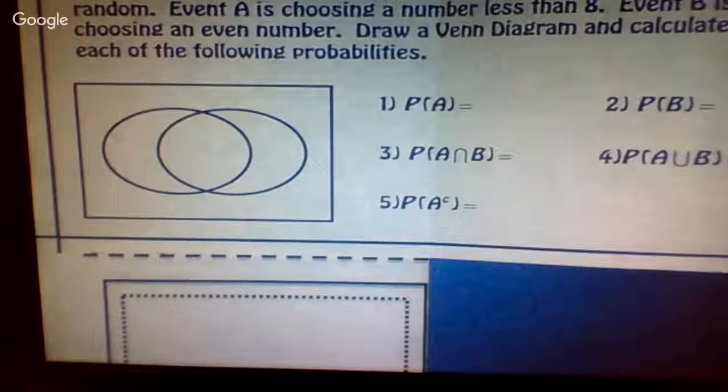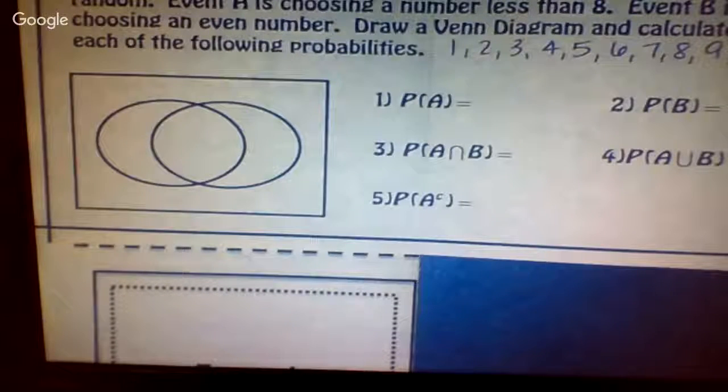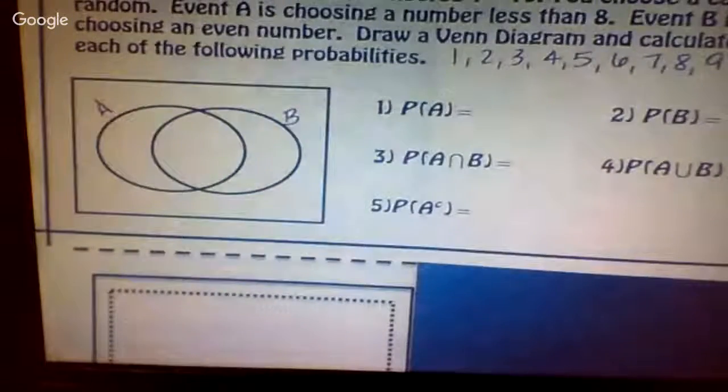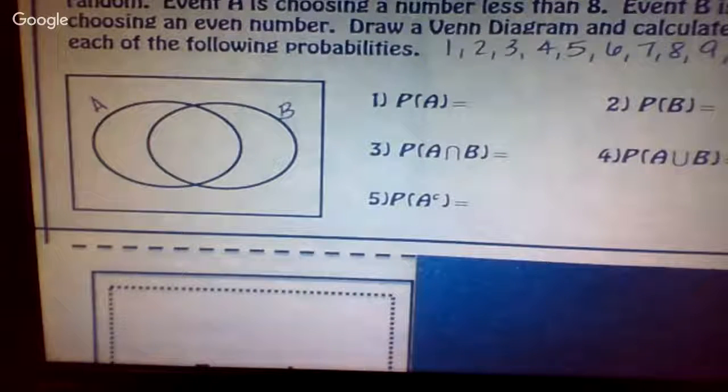The easiest way to do this: write out your numbers from 1 to 10 right here. Write them all out. One of these circles has to represent A, the other one needs to represent B. So we'll make the left A and the right B. And again, what is that middle space? Similarity. What they share in common. So if event A is choosing a number less than 8 and event B is choosing an even number, what would go in the middle? 2, 4, 6.